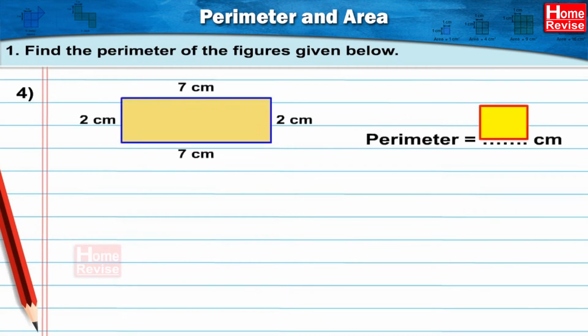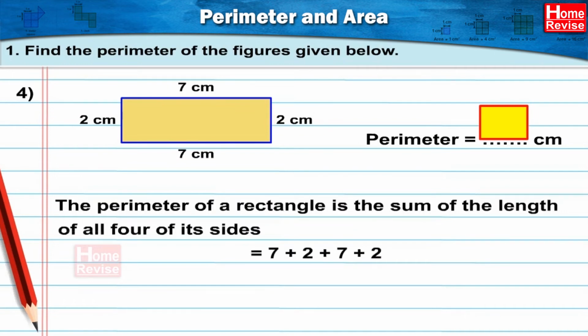Next is a rectangle again with sides 7 cm, 2 cm, 7 cm and 2 cm. The perimeter of a rectangle is the sum of the length of all its 4 sides, which means it is 7 plus 2 plus 7 plus 2, which is equal to 18 cm. So perimeter is equal to 18 cm.